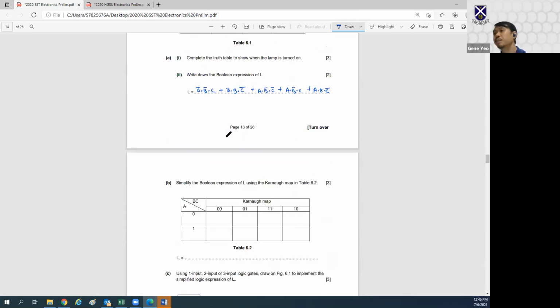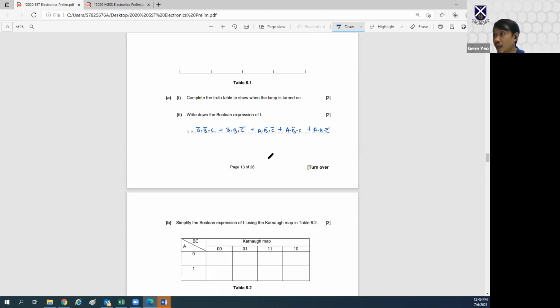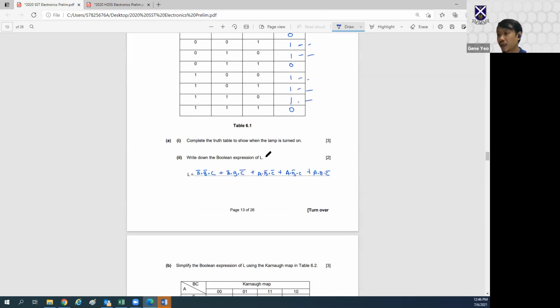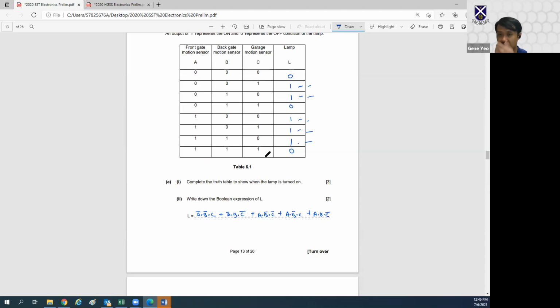Next, I'm going to simplify this using K-maps. Okay, so let's populate the K-maps first. I remember someone asking me last week about how to populate K-maps, right? So very simple. I'm just going to populate the ones first, right? And then everything else will be 0.